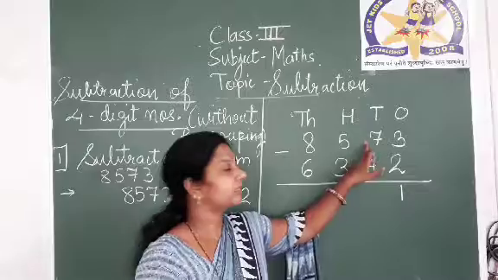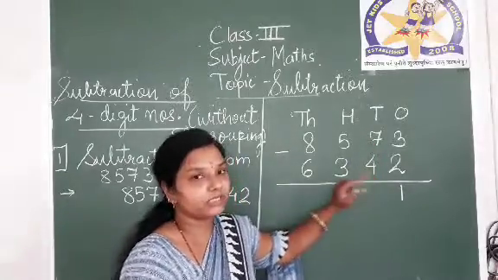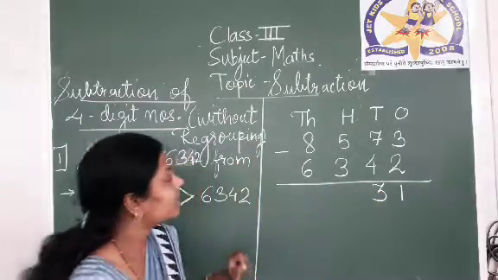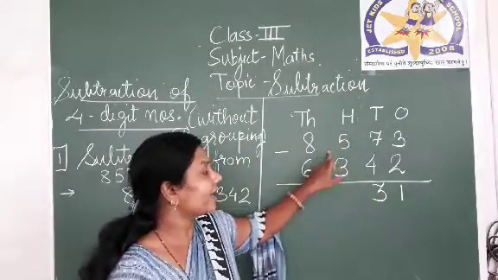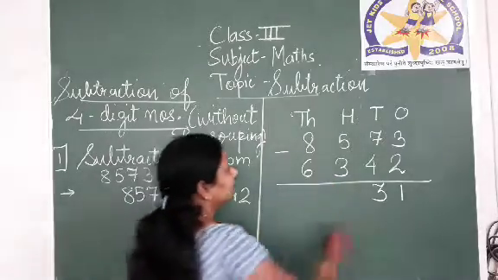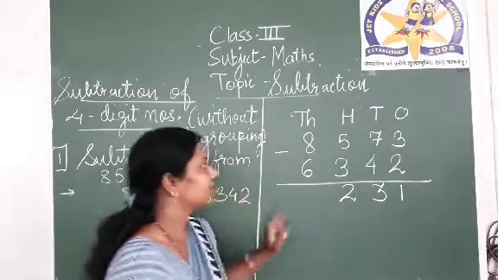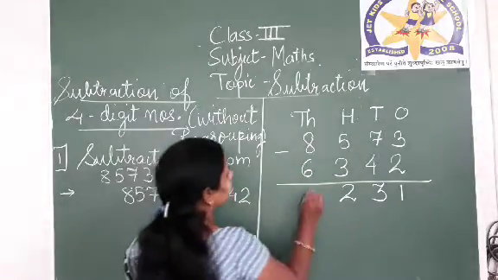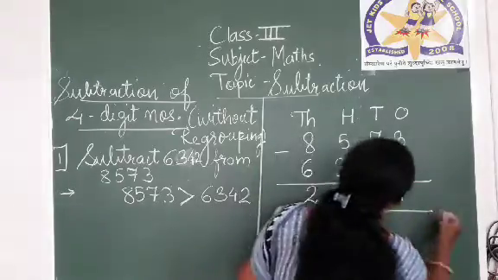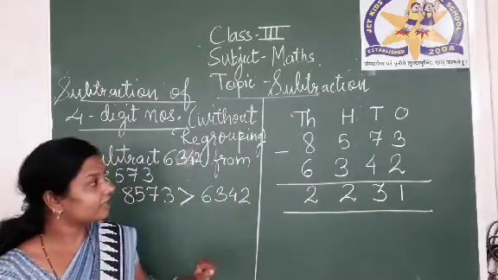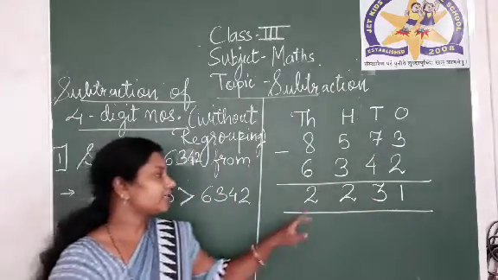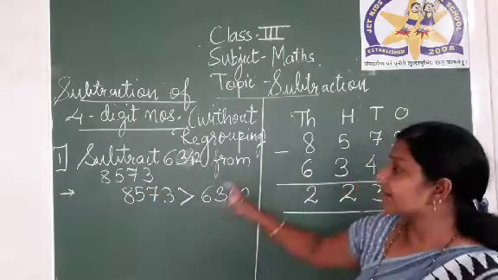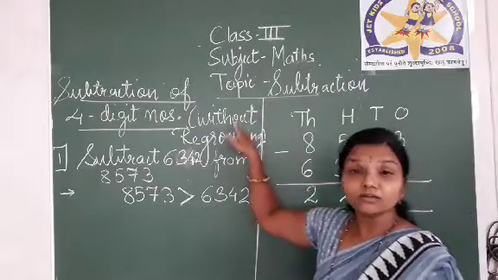Subtract the tens. That is 7 minus 4, 7 tens minus 4 tens. It is 3. Now subtract the hundreds. 5 minus 3 is 2. Now subtract the thousands. 8 minus 6 is 2. So the answer that we got after subtracting both the numbers is 2,231. So this example was without regrouping.